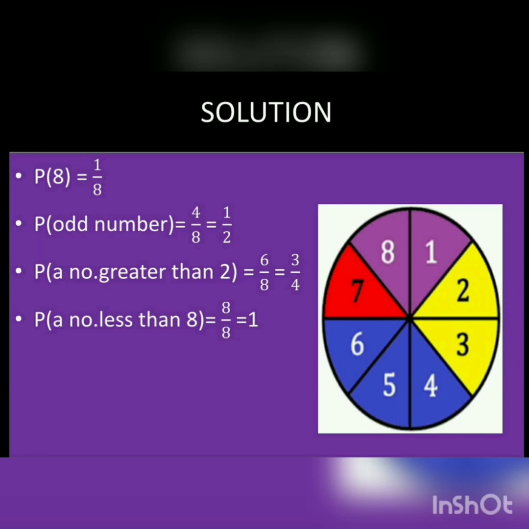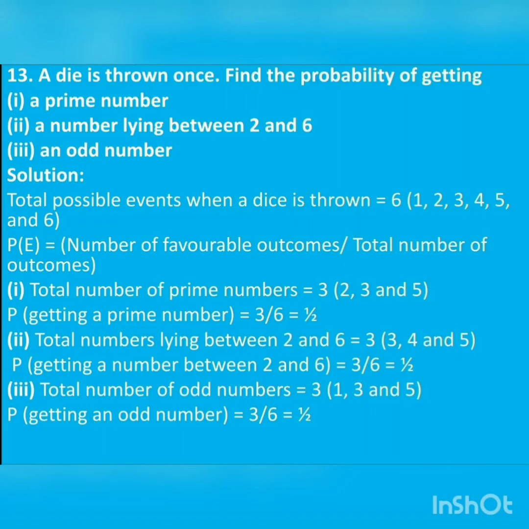A number greater than 2. See, there are the numbers 3, 4, 5, 6, 7, 8, meaning a total of 6 numbers that are greater than 2. So its probability will be 6 by 8. And the last is a number less than 9. All the numbers are less than 9, so their probability will be 8 by 8, which is equal to 1. So I hope this question is clear to you. If you have any doubt in these questions, you can call, you can text, and you can ask in the lecture time.